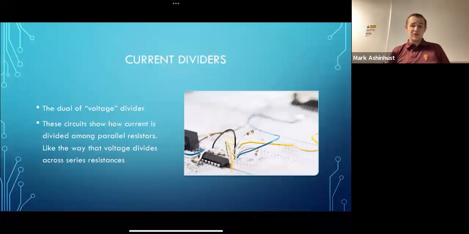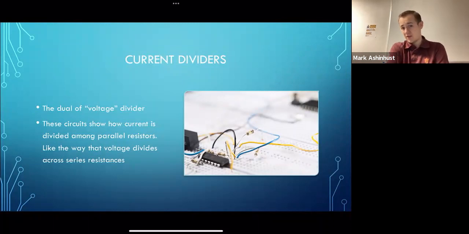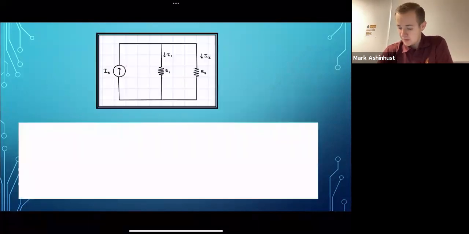So now we'll get into current dividers, which are similar to active passive. This is the dual of the voltage divider, current and voltage. These show how current is divided among parallel resistors. If you remember, voltage divides across series resistances. Current will divide across parallel resistances, and that brings back the idea of duality.